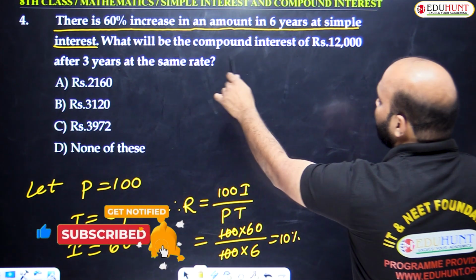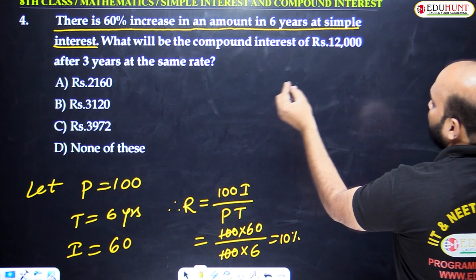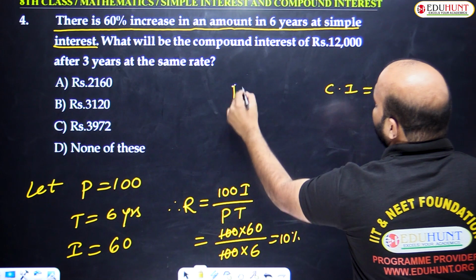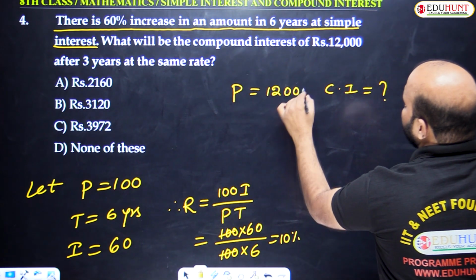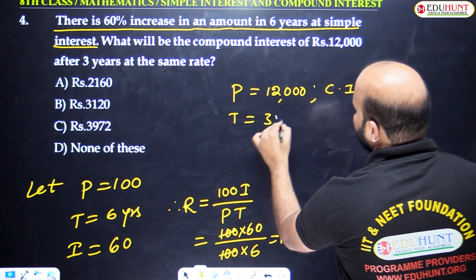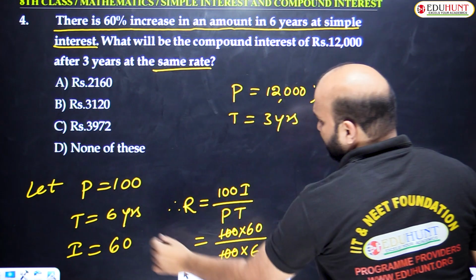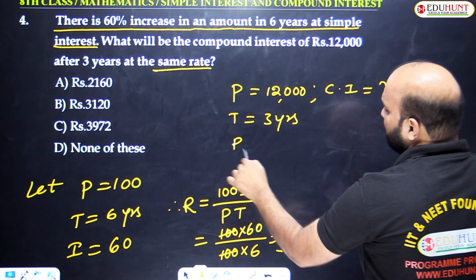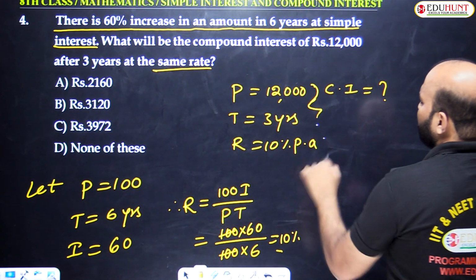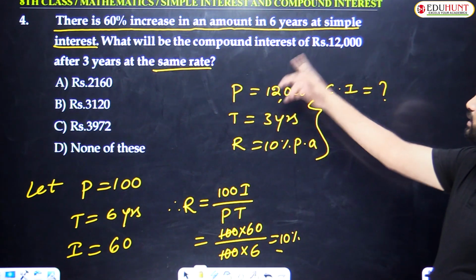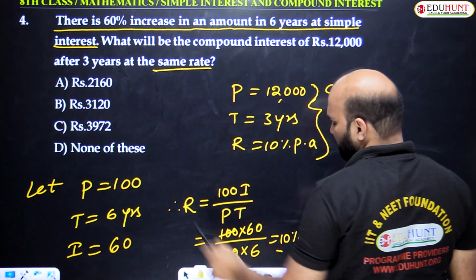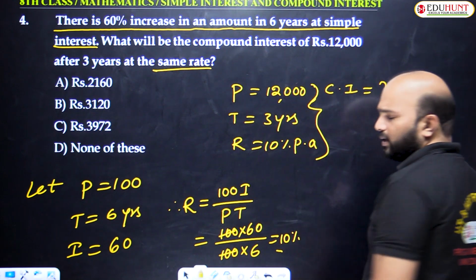So the question I am asking: what will be the compound interest? What will be the compound interest on the principal already given? How much? 12,000 rupees in 3 years. Time 3 years. At the same rate. Initially according to simple interest, how much did we get as rate of interest? 10% per annum. So this is the question I am asking, compound interest. Based on that, given principal 12,000, rate 10%. Same rate, nothing but the previous condition rate, how much did we get as per simple interest, 10%.